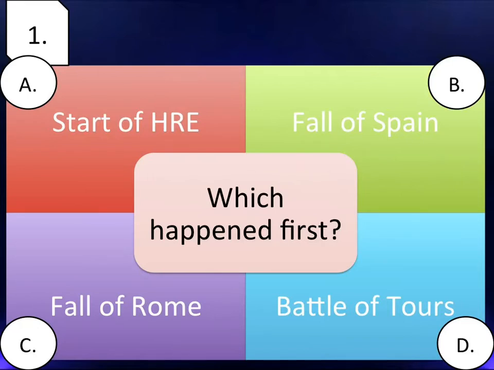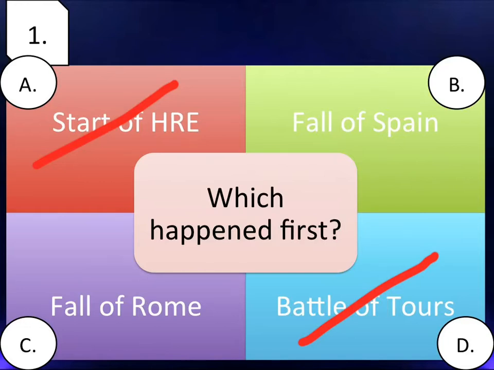Which happened first? Now I'm going to remove these by going in backwards order until we get to the first event. So the first thing to get rid of is the start of the Holy Roman Empire. That occurred in the year 800. Very easy date to remember. That's when Charlemagne gets crowned the first Holy Roman Emperor. Nor is it the Battle of Tours. That occurred in the year 732. The Battle of Tours and Poitiers is when Charles Martel, Charlemagne's grandfather, stopped the Muslim invasion into the rest of Europe.